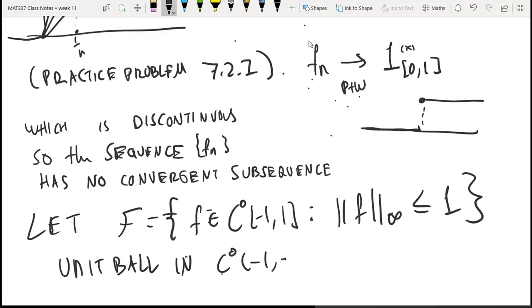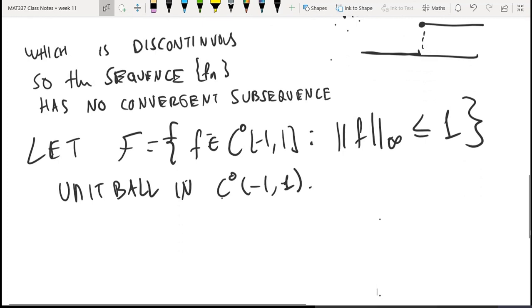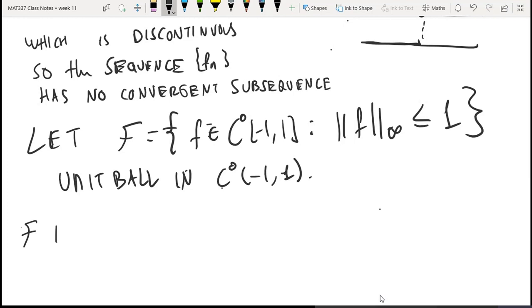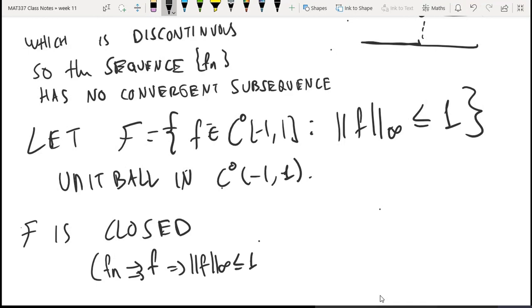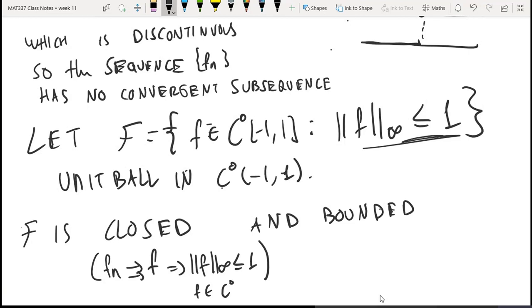Okay, and in that problem you can show that F is closed, meaning if fn goes to f uniformly, then the supernorm of f is less than 1, and f is continuous, and F is bounded. As you can see from here.